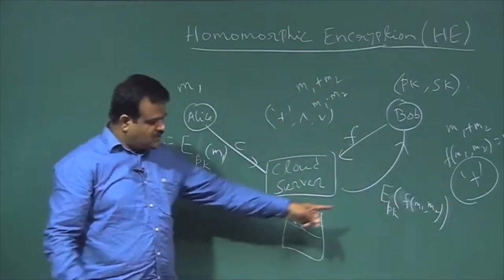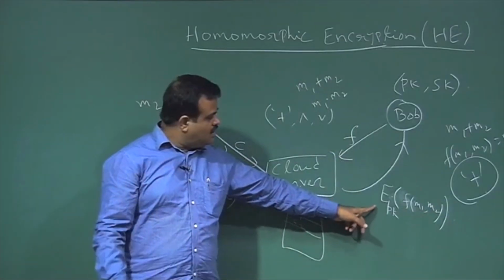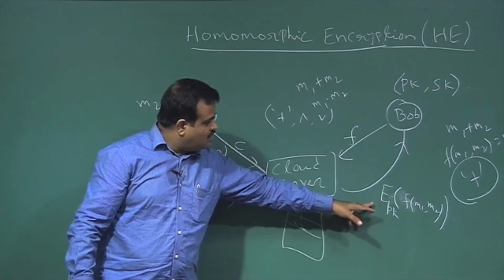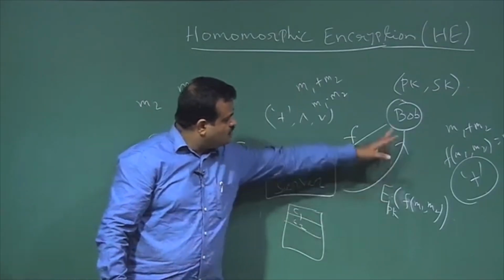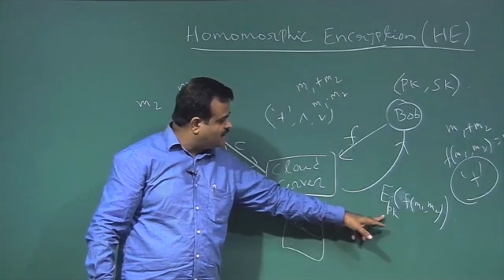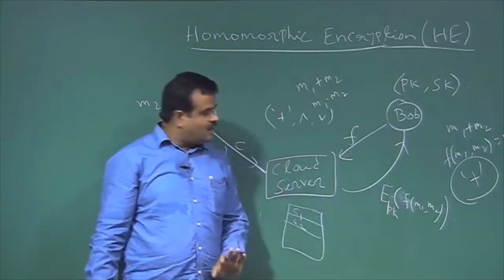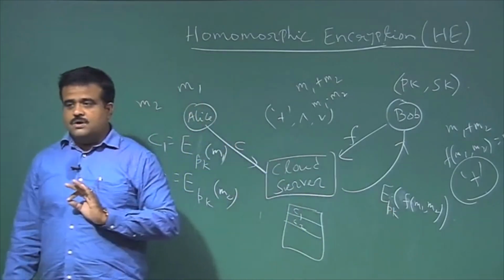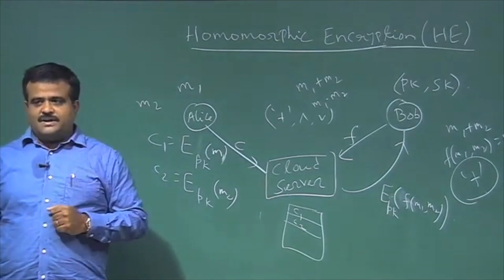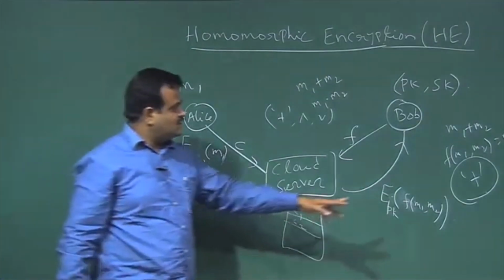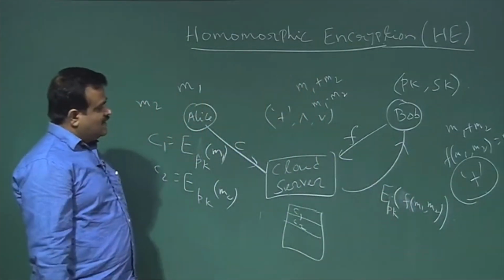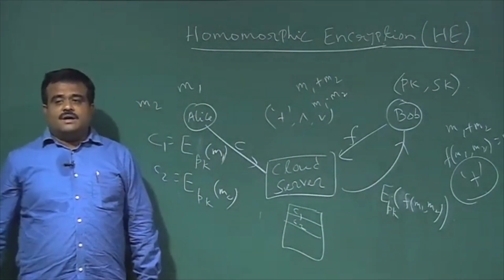Okay, so we want the cloud to do something such that the cloud will be able to send this to Bob, and Bob, having his own secret key, will apply the decryption algorithm on this and get f of M1, M2. So f is a general function, a general circuit, not necessarily just a simple M plus. f could be any general circuit, some complicated computation.